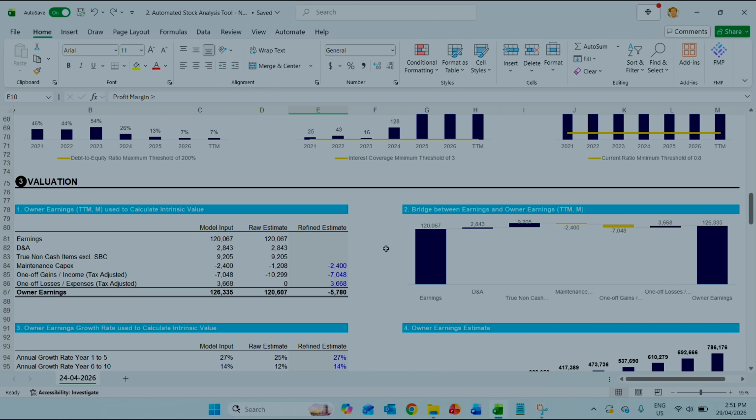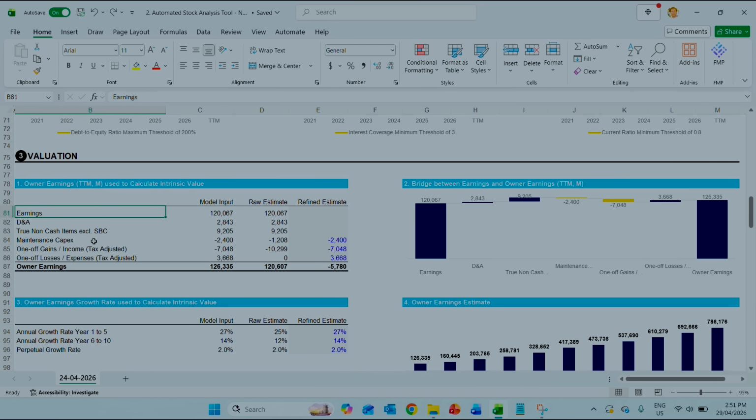So what it is, it's basically an estimate of the earnings that could be distributed to the shareholder, potentially distributed to the shareholder, without shrinking the business. Okay? So the formula is very simple. You start with earnings, you add depreciation and amortization, which are non-cash items. Then you also add true non-cash items. You exclude SBC, which are not true non-cash items.